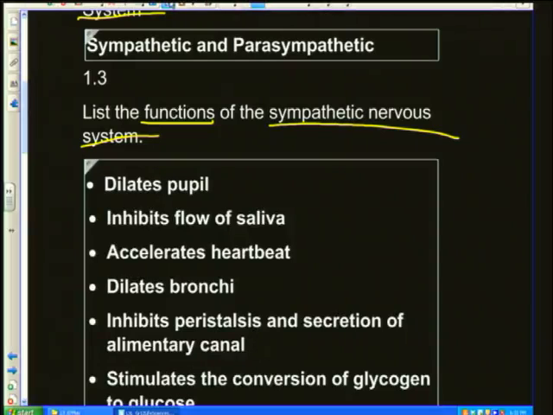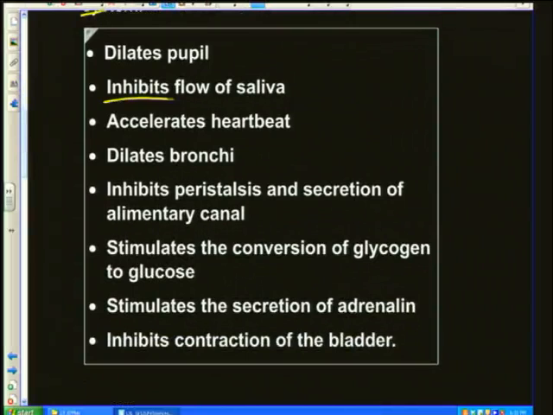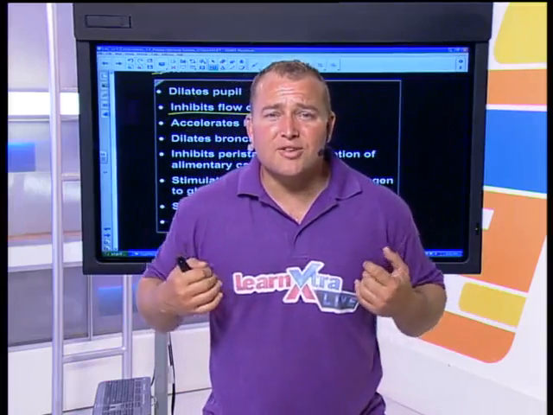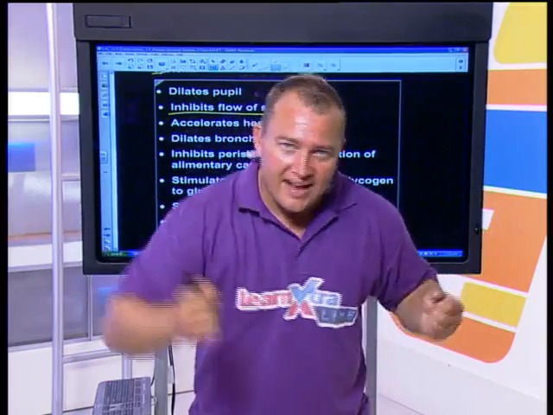So let's have a look. Firstly, it inhibits the flow of saliva. So it doesn't give you any saliva in your mouth, because it takes energy to release things. It wants to keep all the energy for where it needs it, like the muscles.